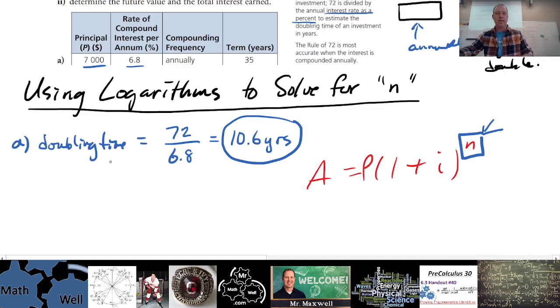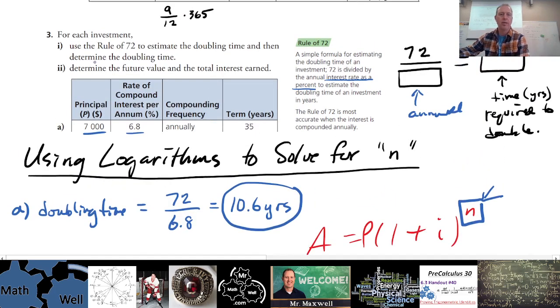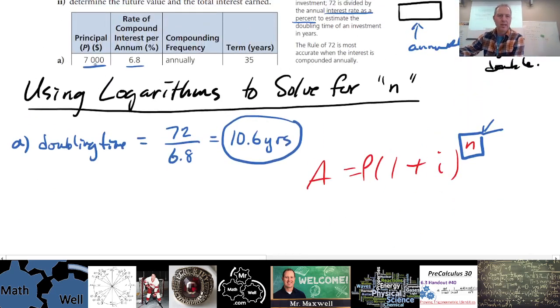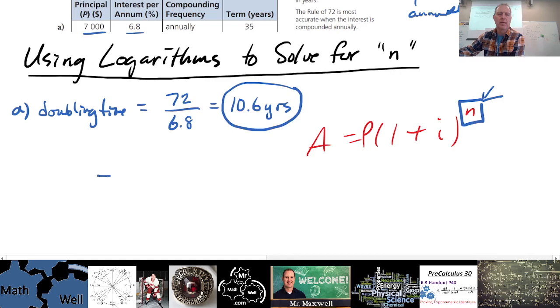So for the second part of number 1, determining the doubling time, my principal here for A is 7,000. The A, remember, is future value. So the future value, I want this to be doubled, so that's got to be 14,000. We have to put in all the appropriate numbers here. So 7,000 is going to turn into 14,000, and I need to know how many compounding periods that's going to take. So I need to solve for n.